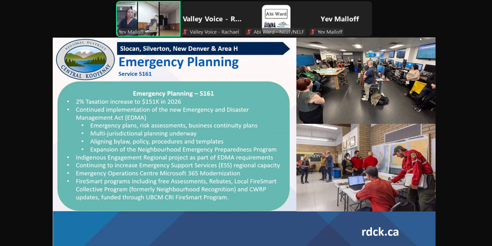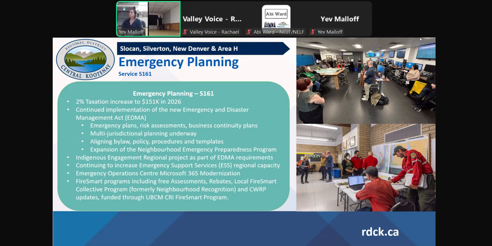The main primary work emergency management is working on is implementing the new Emergency and Disaster Management Act, otherwise known as EDMA. This includes updating plans, risk assessments, business continuity plans, multi-jurisdictional planning, aligning bylaw policy procedures and templates, and then expansion of the neighborhood emergency preparedness program, as well as Indigenous engagement. The emergency management group is also working on expanding emergency support services, upgrading their systems, as well as rolling out FireSmart programs.